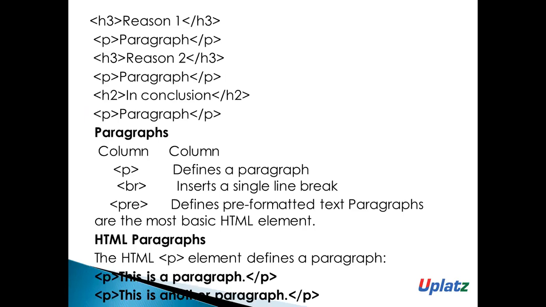So next is paragraph. In paragraph, we have the P tag, BR and PRE. The P tag will define a paragraph, BR is used to insert a single line break, and PRE defines the pre-formatted text paragraph, the most basic HTML element. So these three tags you need to keep in mind.